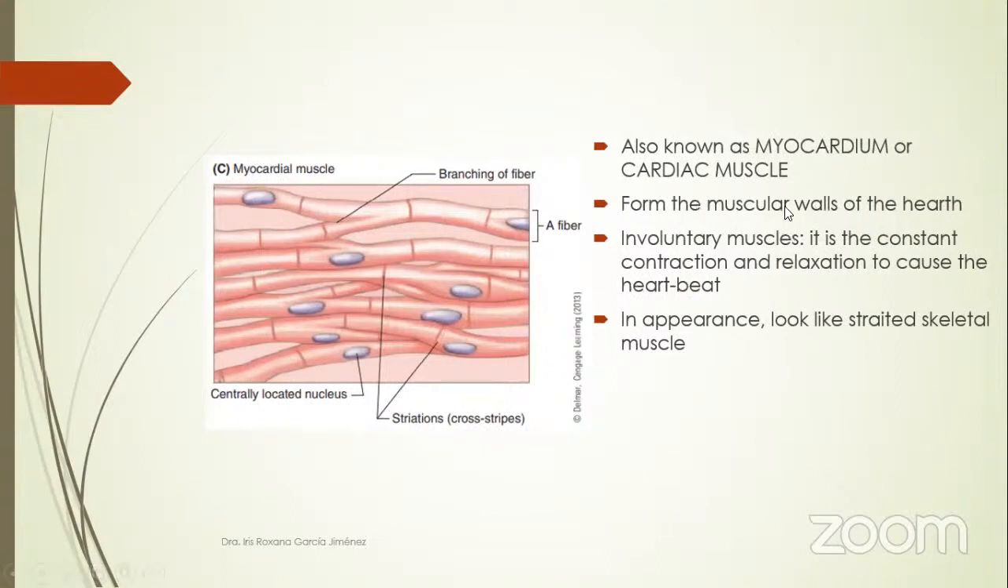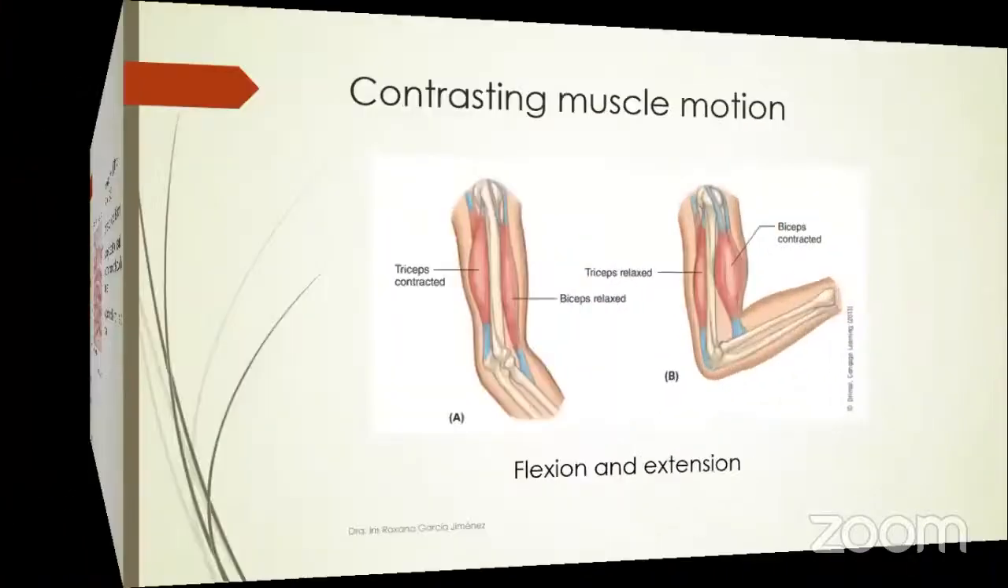And now we have the myocardial muscle, also known as myocardium or cardiac muscle. They form the muscular walls of the heart. Involuntary muscles, it is the constant contraction and relaxation to cause the heartbeat. In appearance, it looks like a striated skeletal muscle, but function, of course, we know that it's different, just as a reminder.